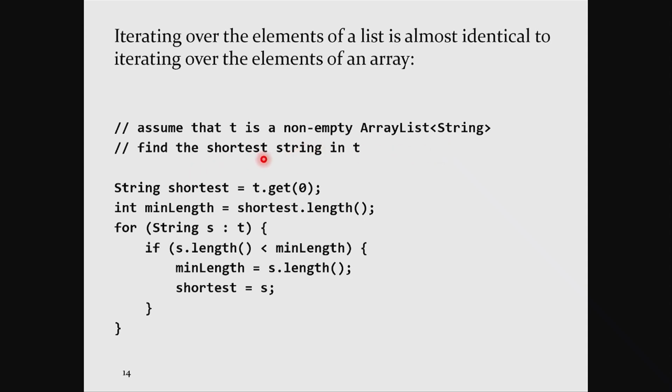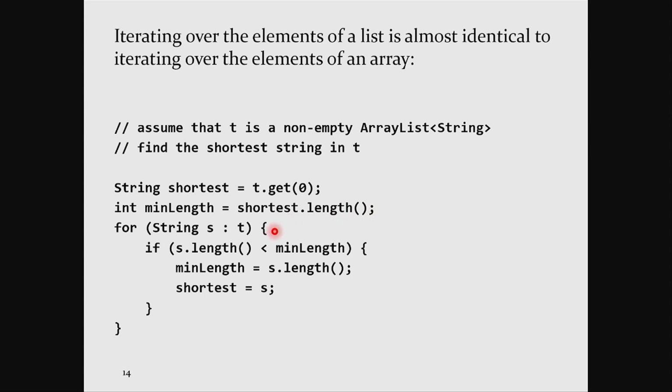I want to find the shortest string that's in that list T. So I start out by assuming the first element of the list is the shortest string that's in the list. Now, this is why I had to assume that the list is not empty, because if the list is empty, t.get(0) will throw an exception. You can't get an element out of an empty list. So that's why there's an assumption up here that the list is not empty. So get the first element of the list and assume that's the shortest string in the list. Get its length using the length method.